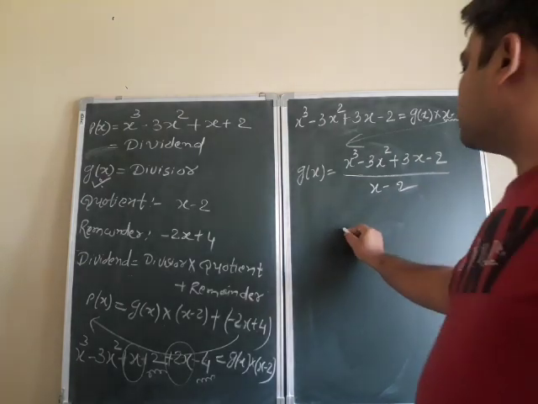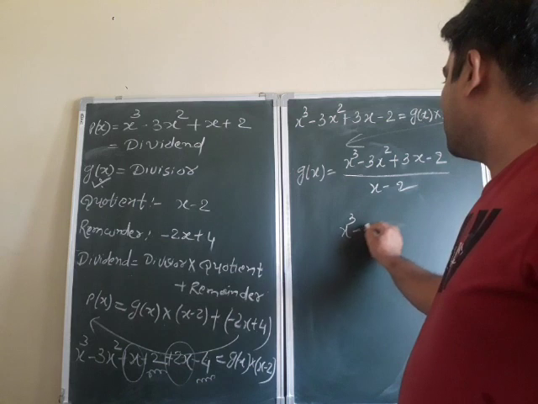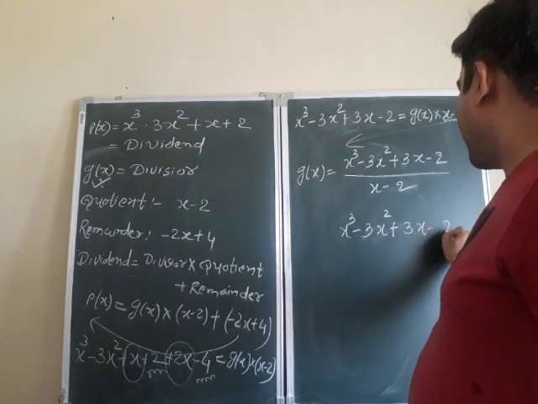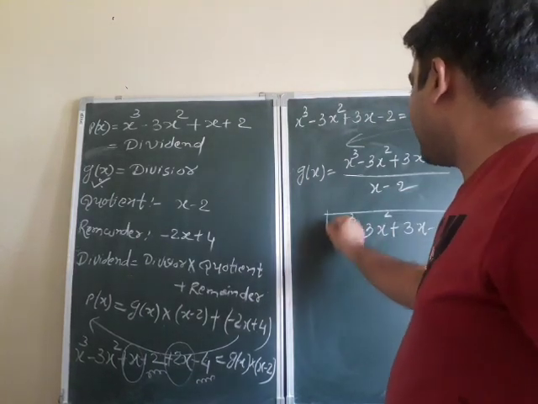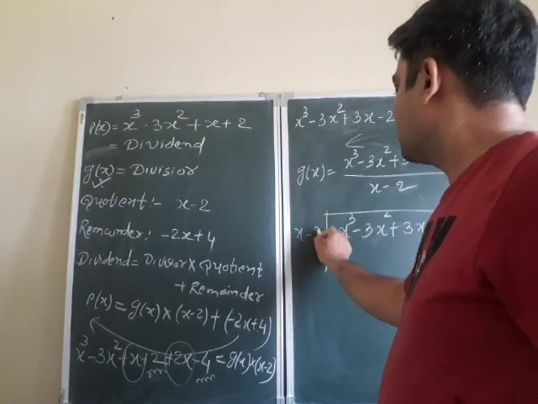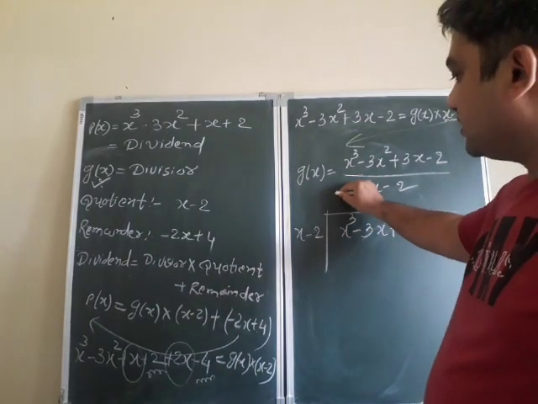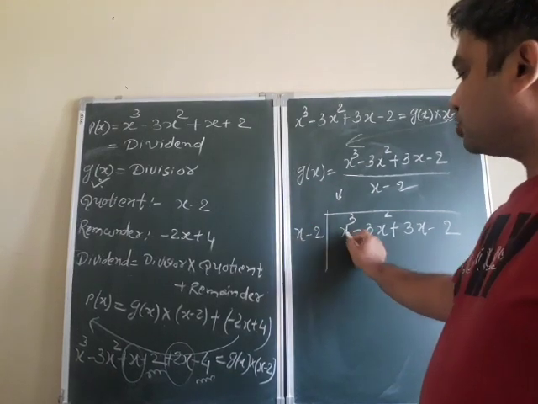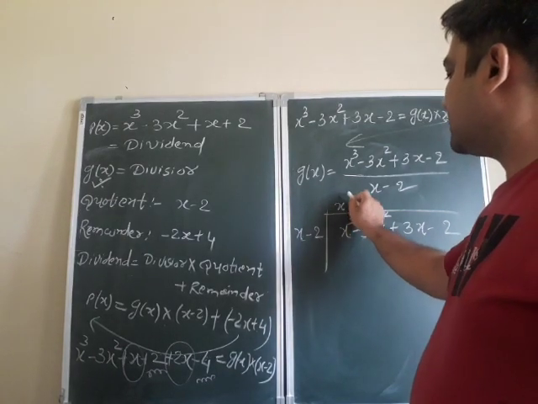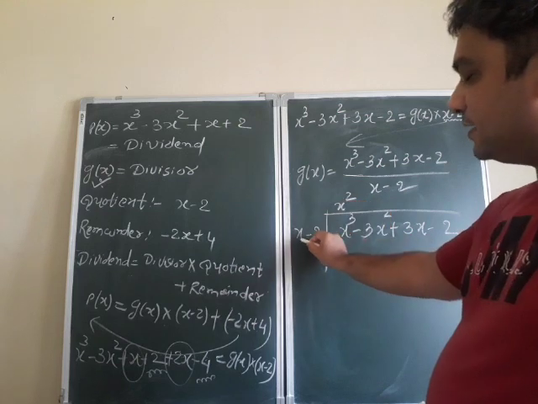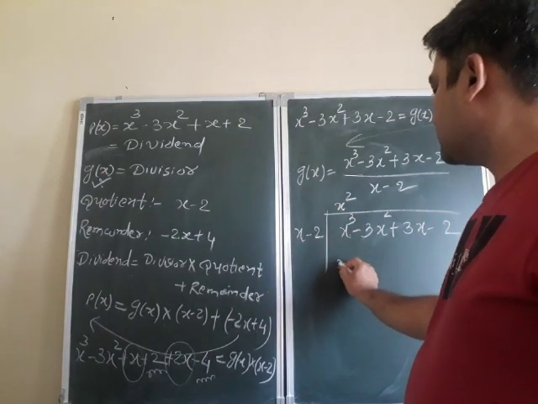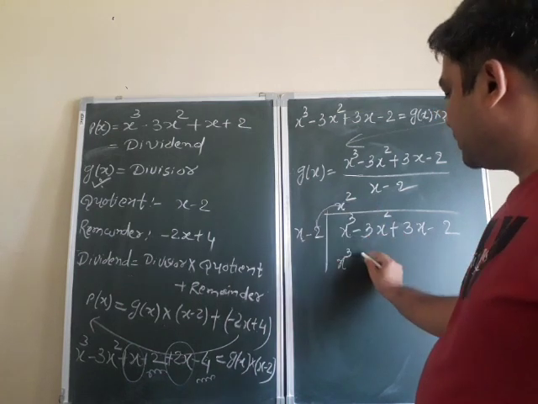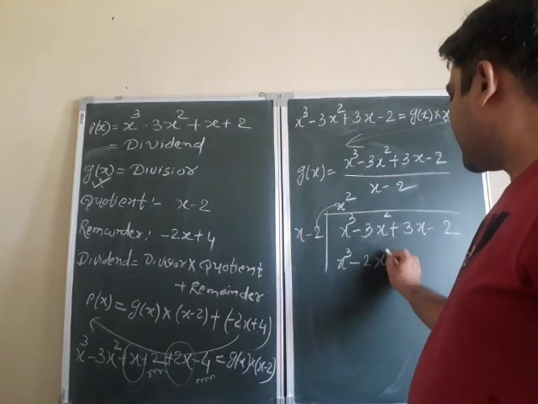First I divide as usual: x cube minus 3x square plus 3x minus 2, and this I divide by x minus 2. Fine. Now here insert a number. Which number should it be? This is x cube upon x, right? So which number should be here? It is x square. Now this x square is multiplied with x, so x square into x is x cube. Now this is multiplied with minus 2, so minus 2 into x square is minus 2x square.